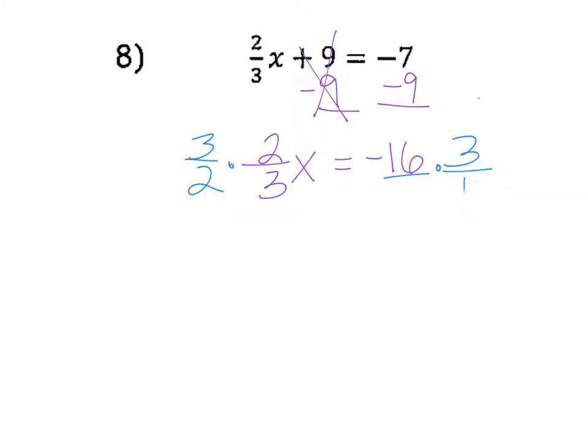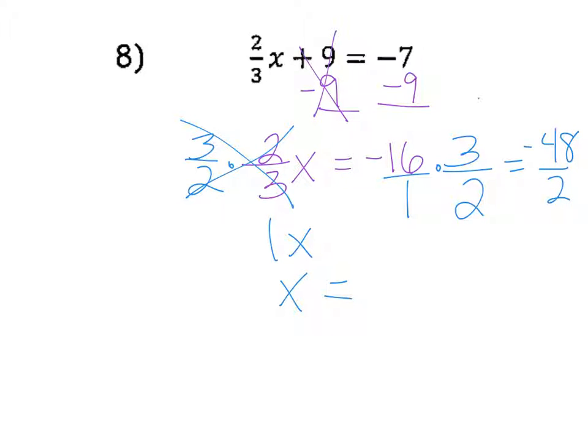Oops, I already made a mistake. 3 over 2, 16 over 1. There we go. My 3/2 and 2/3 cancel just like I wanted to get a 1x or just an x, you know. Let's just do 16 times 3 straight across. Why not? 48 divided by 2, so 48 cut in half. 24. Negative 24. And it's going to be a negative 24 because of this negative sign. So right here, negative 24.